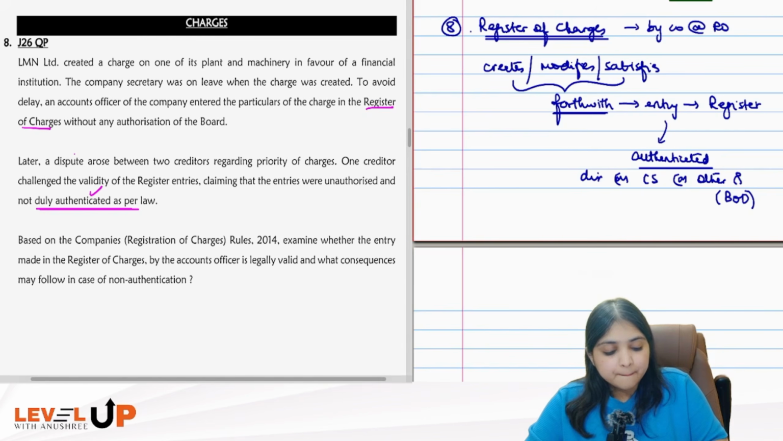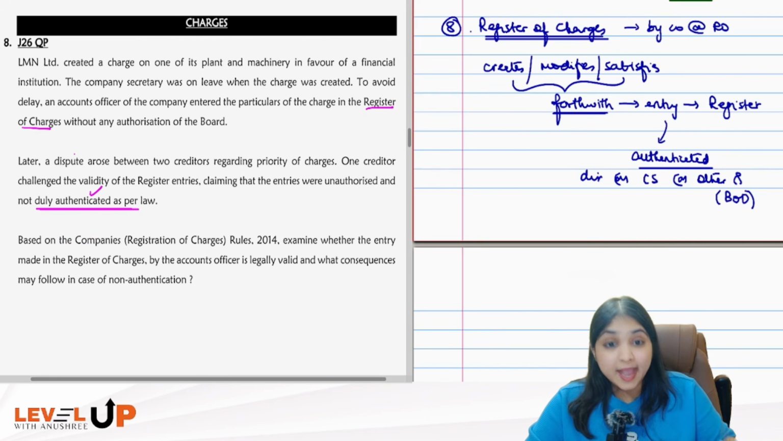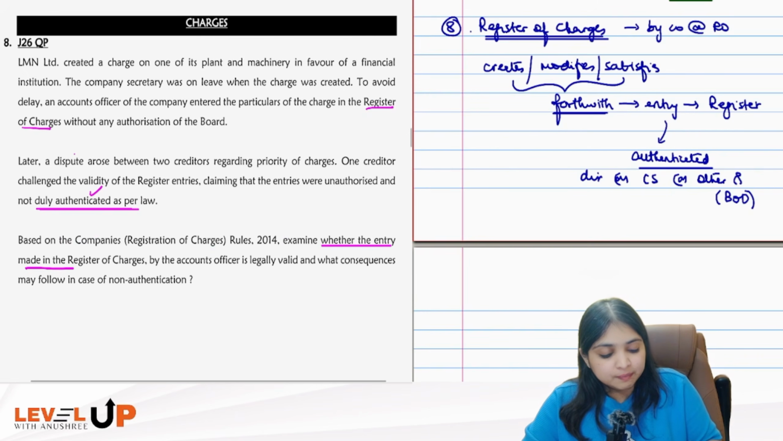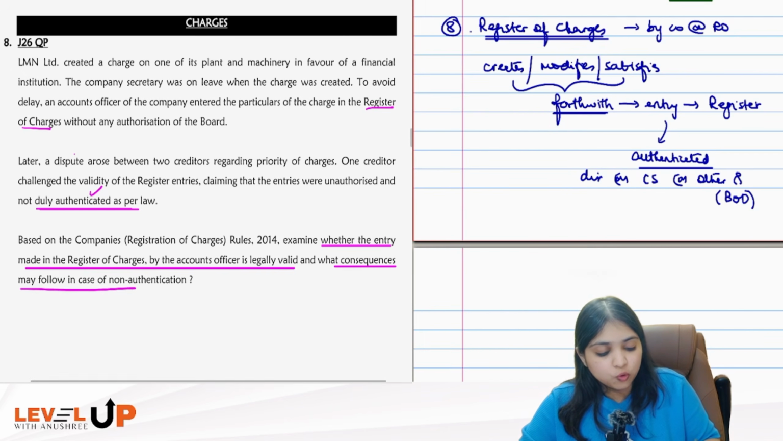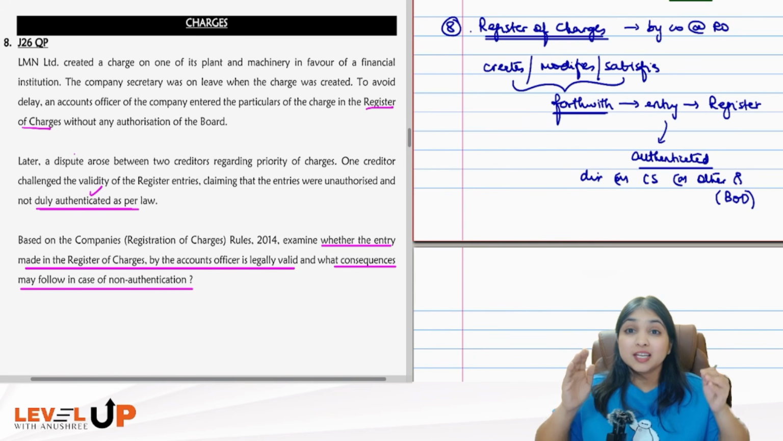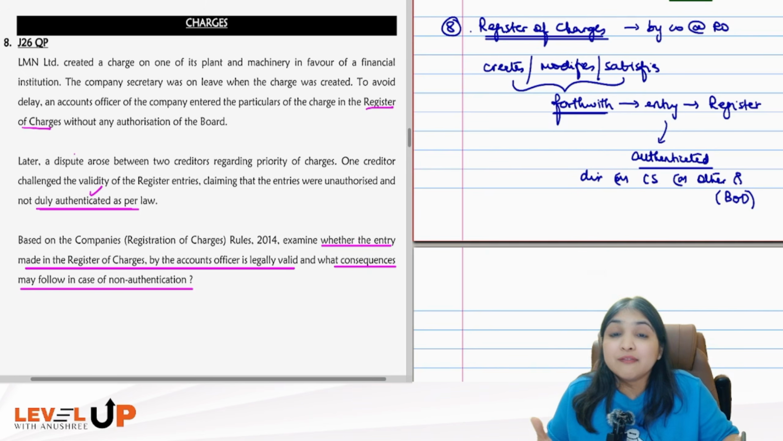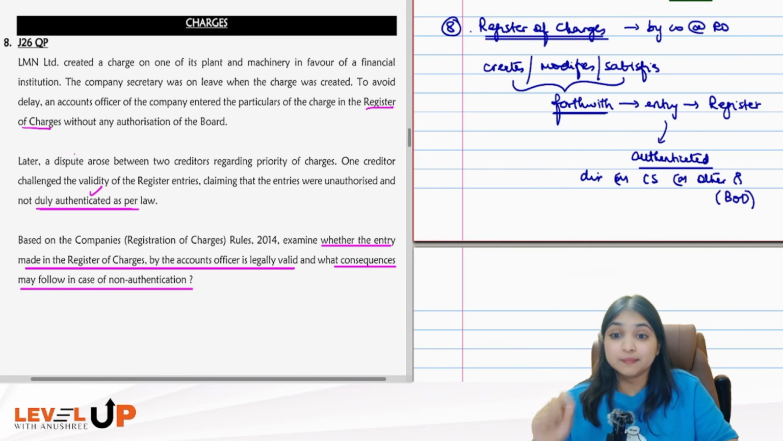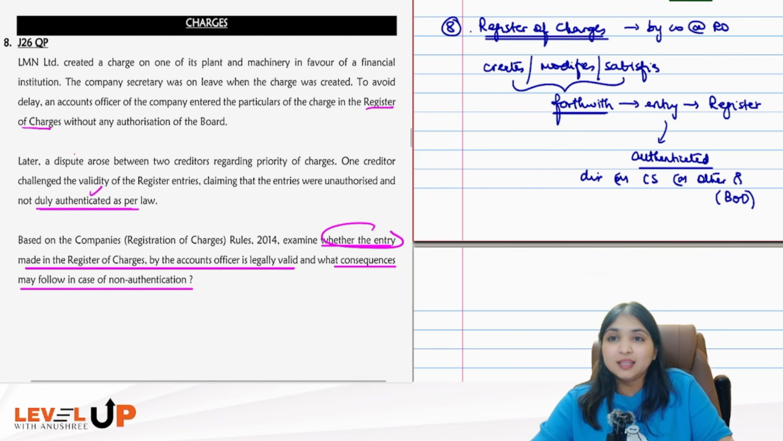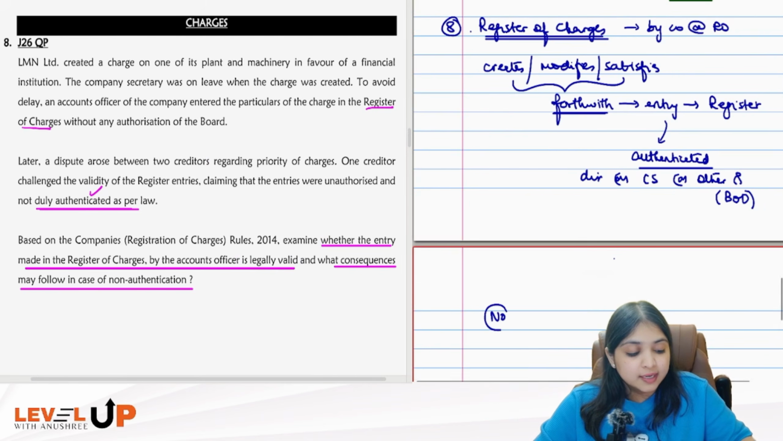Then they are saying, based on the Companies (Registration of Charges) Rules, 2014, examine whether the entry made in the register of charges by the accounts officer is legally valid and what consequences may follow in case of non-authentication. Read the question carefully. I have to just answer this. They are not asking whether the charge is valid or not valid. They are not asking which creditor will get priority. The question is whether the entry is legally valid. My answer is no, the entry is not legally valid.